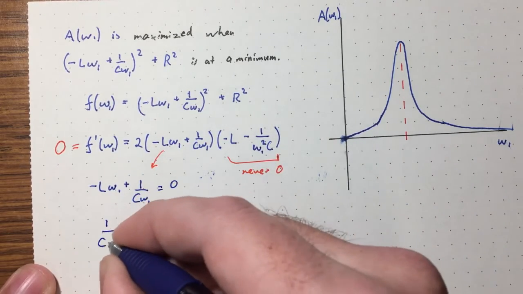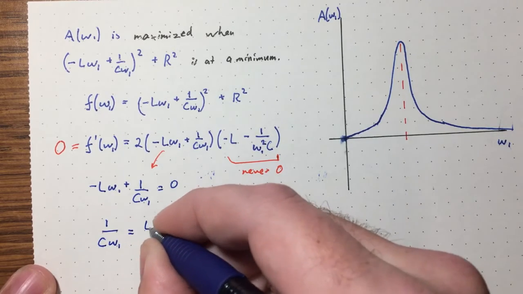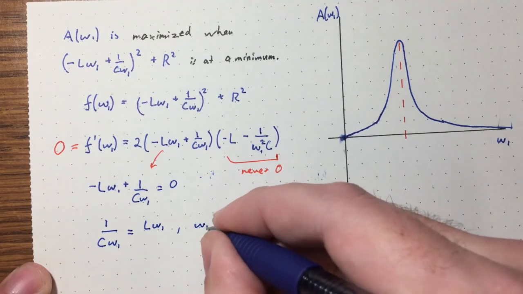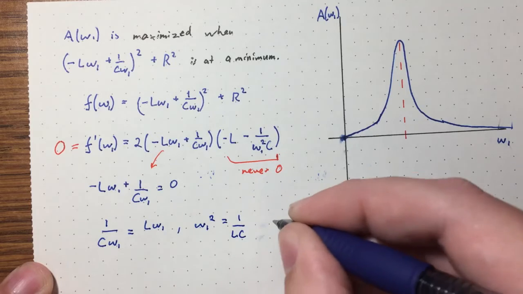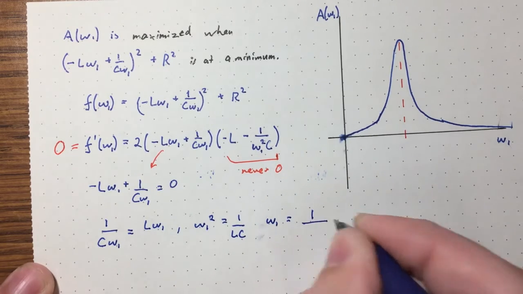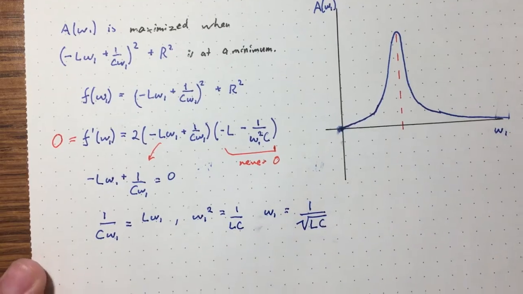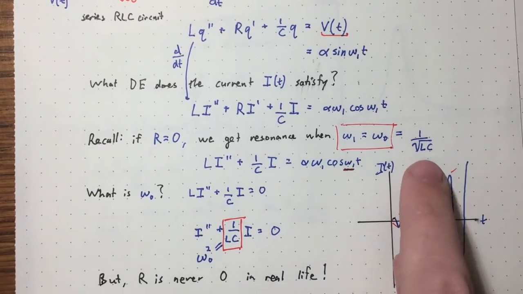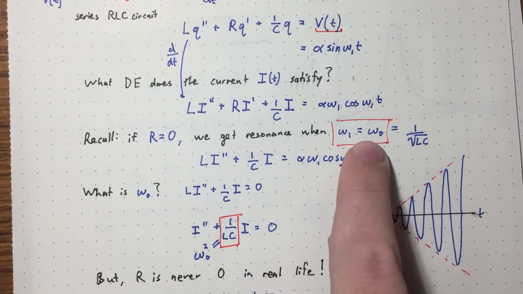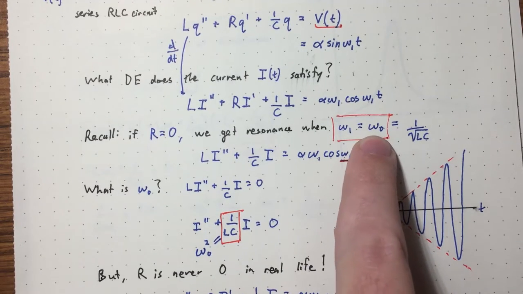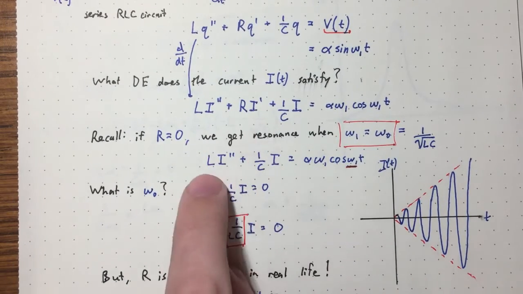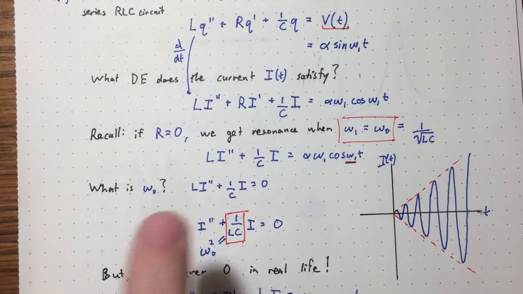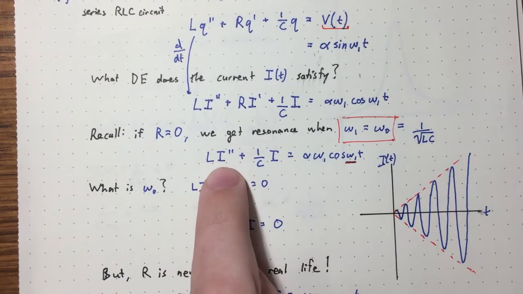So we get this. Then 1 over C times omega 1 equals L times omega 1. So we multiply and we get omega 1 squared is 1 over LC. So omega 1 is, this should look very familiar, 1 over the square root of LC. That's exactly this number. That was exactly the natural resonant frequency, not of this system, but of the idealized system where we didn't have any resistance. So it's the natural resonant frequency of just the LC circuit.